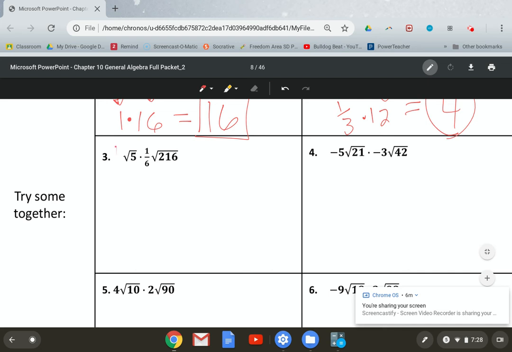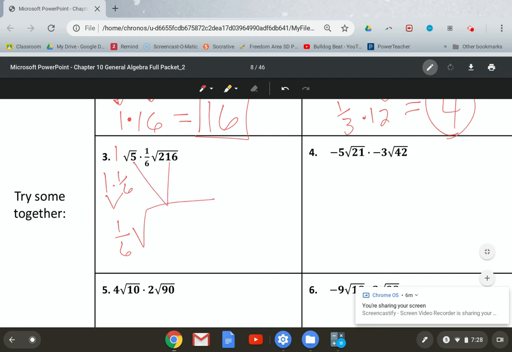Let's check out number 3. There is a 1 hiding in front of this 5. So I'm going to multiply my outside numbers together. So I have to do 1 times 1/6. And you guys know 1 times anything is just that anything. Now, the other one that sometimes we struggle with is the 5 times the 216.